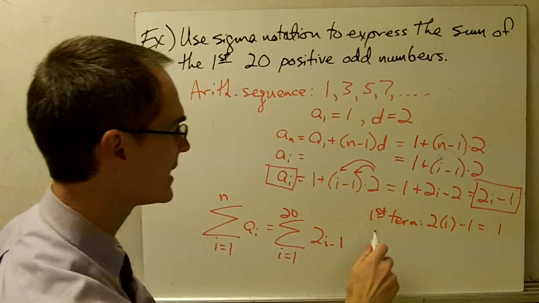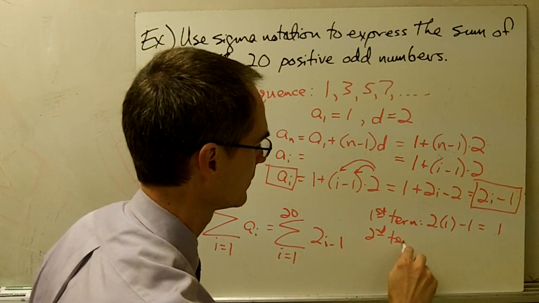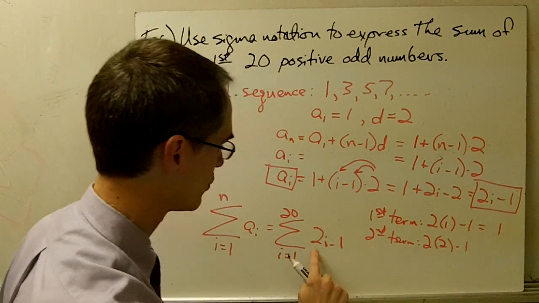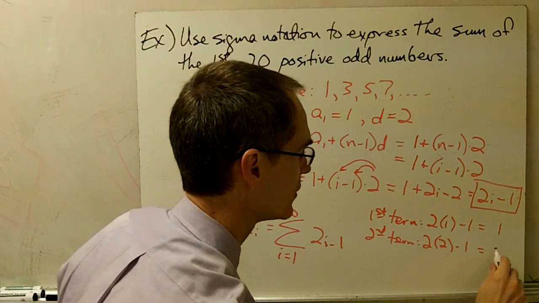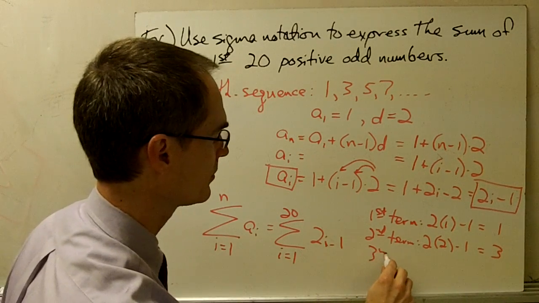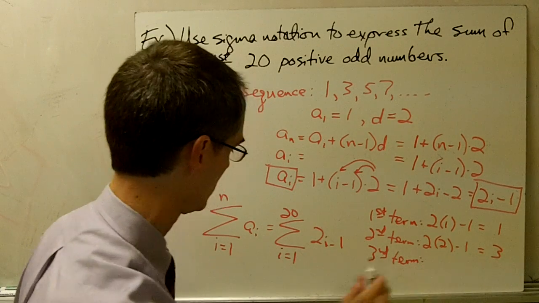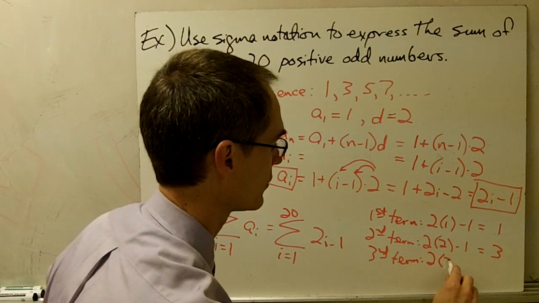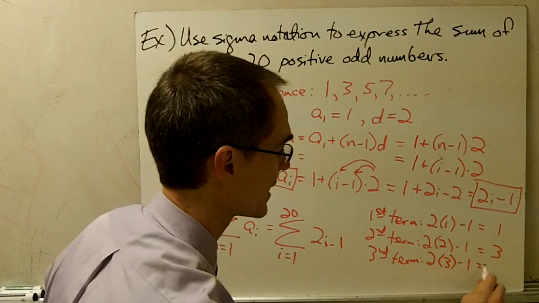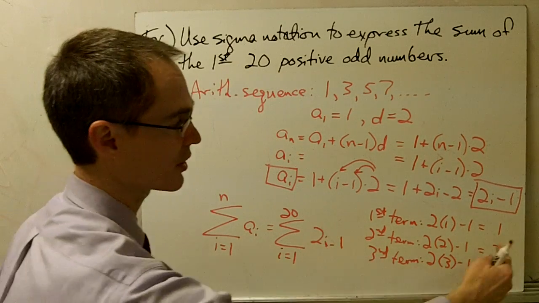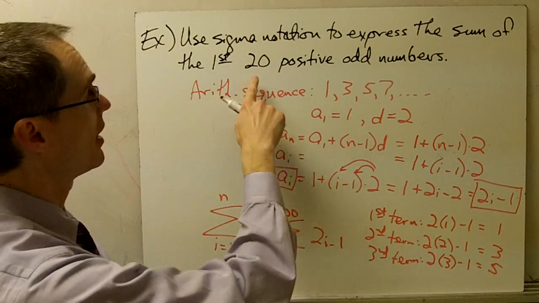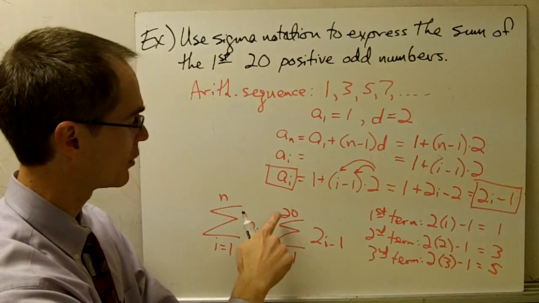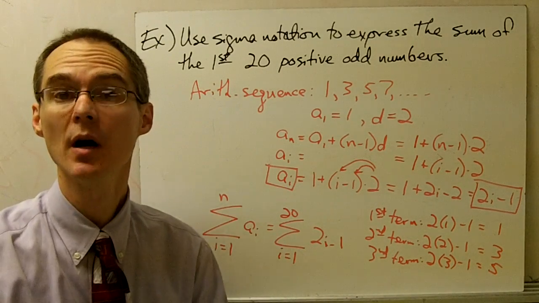My second term, I let I equal 2, so my second term is going to be 2 times 2 minus 1, that's 4 minus 1, which is 3. My third term, I just let I be equal to 3, so my third term is going to be 2 times 3 minus 1. That's 6 minus 1, which is 5. And I can see my first, second, third terms are in fact the first 3 terms of the positive odd numbers. If I keep going, I'm just going to get each additional odd number, and I go all the way up to 20, and this indicates the sum of those first 20 terms.